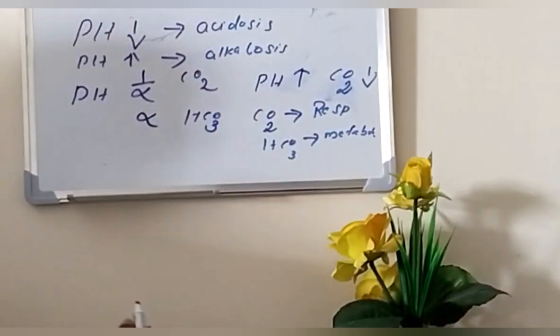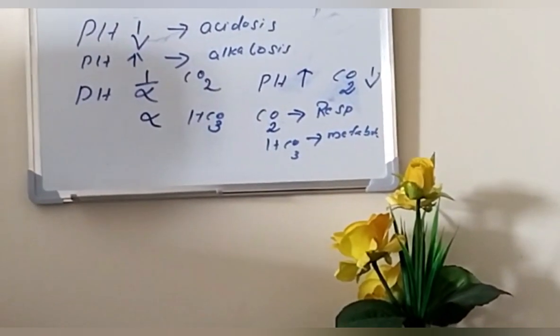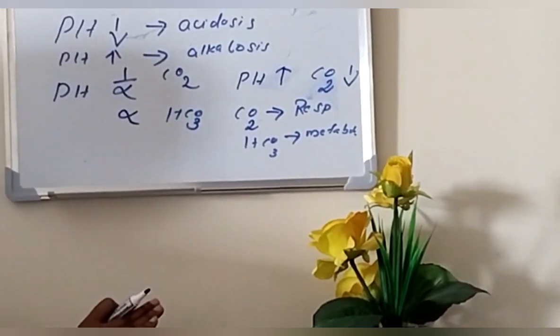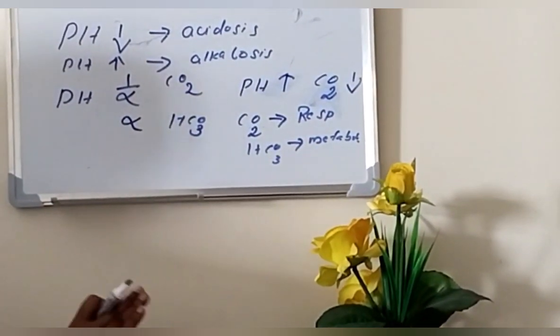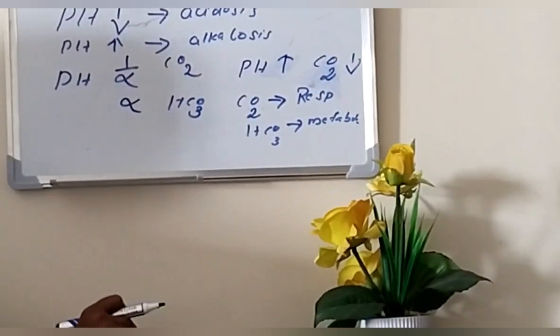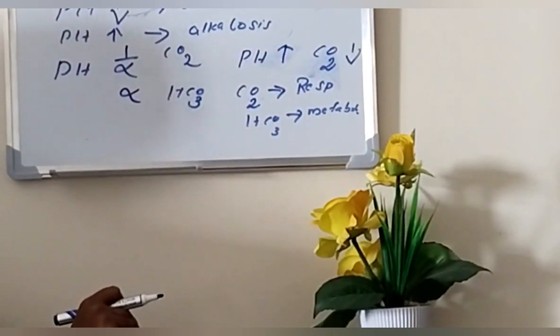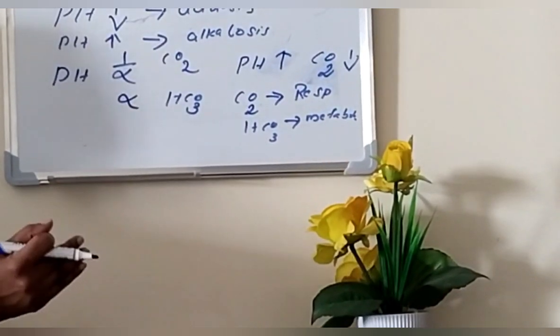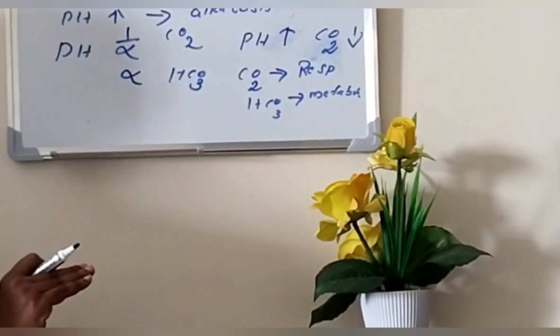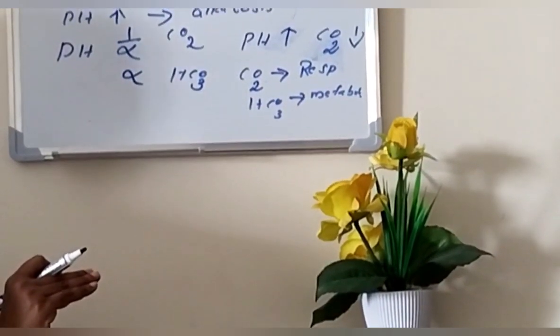That's called respiratory alkalosis. Same, pH goes down, CO2 will go what? CO2 will go high. So what is that called? pH is going down, that means it is acidosis. In that case, CO2 has the opposite nature. CO2 will go high. That's called respiratory acidosis.